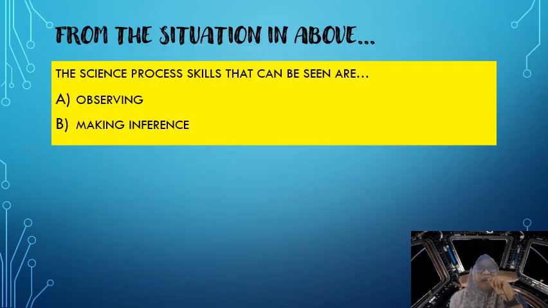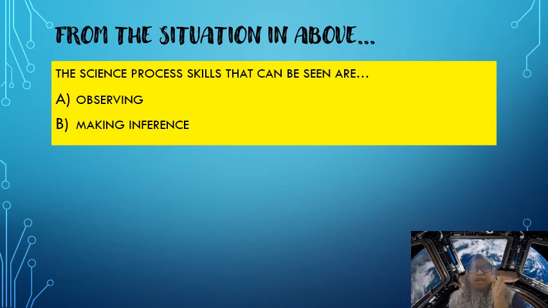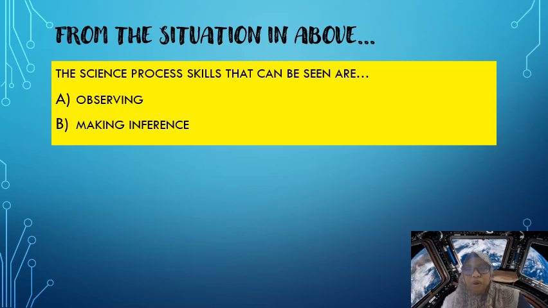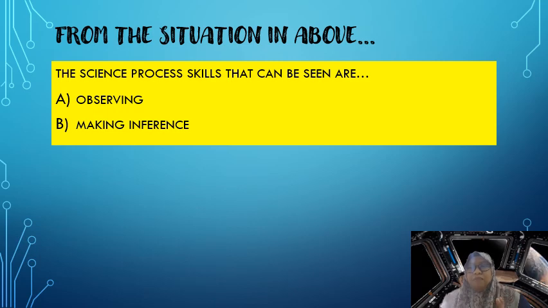So from the situation in the picture, as we can see Upin and Ipin and Angah and Along playing the coconut frond game. Okay, the science process skills that can be seen are, one, observing, when Angah and Along observe Upin and Ipin, and second, making inference, when Along makes some inference about why he has a hard time pulling Angah using the coconut frond.